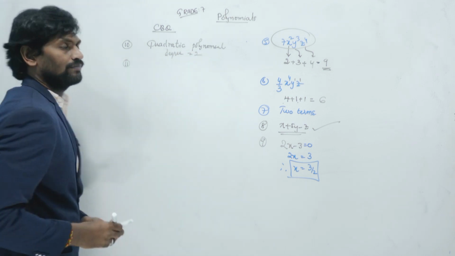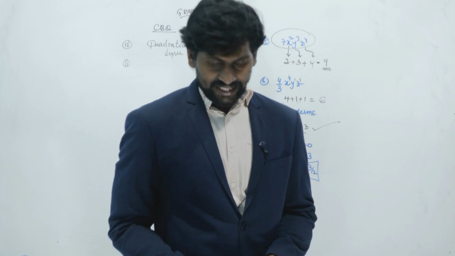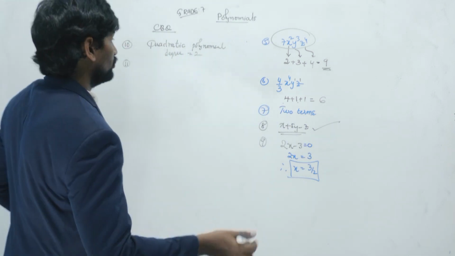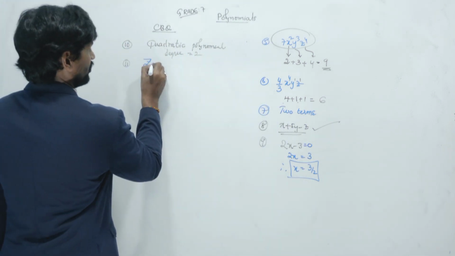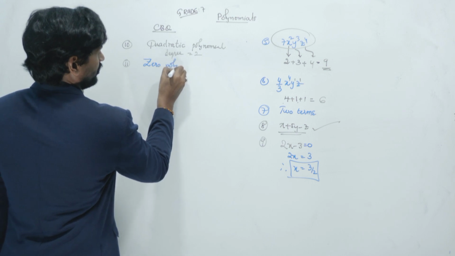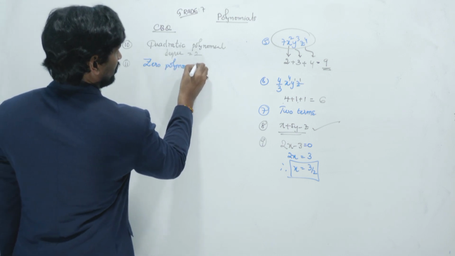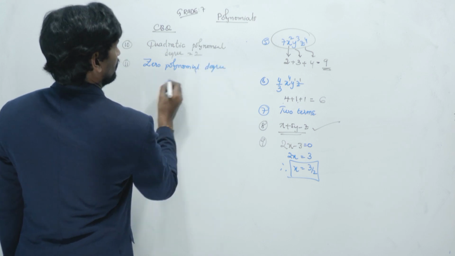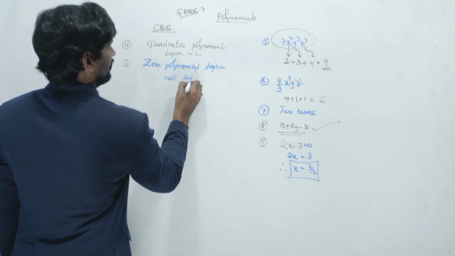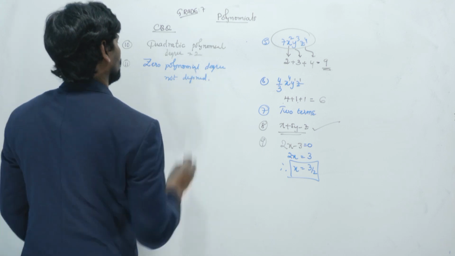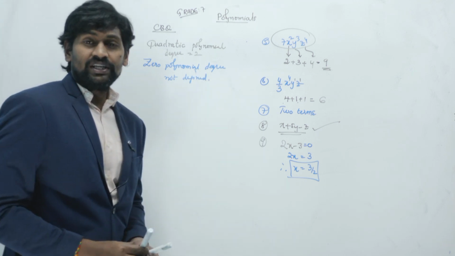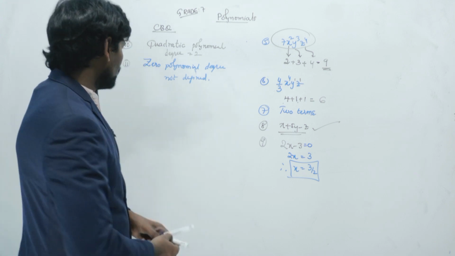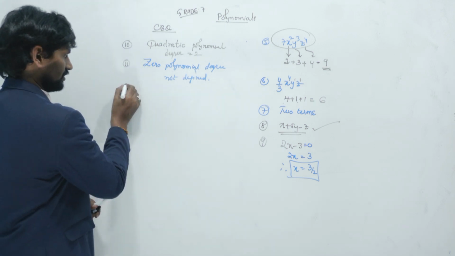Now the 11th question: the degree of the zero polynomial. I told you, the zero polynomial degree is not defined. The zero of a polynomial is different, and the zero polynomial is different.